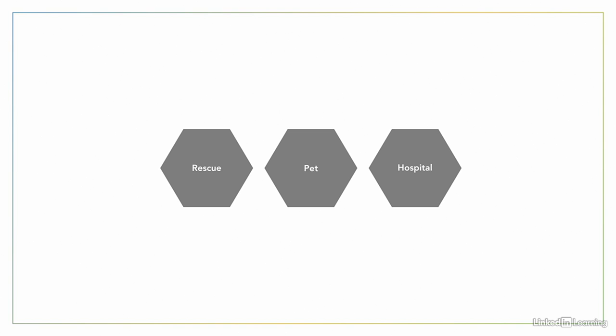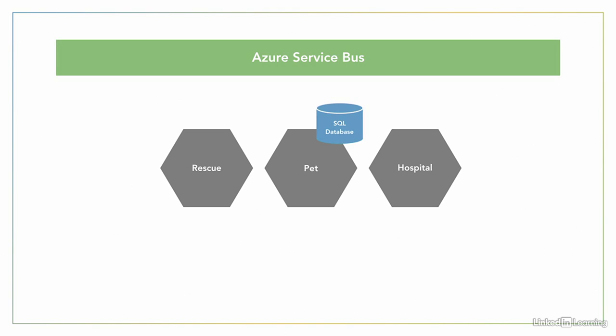In Chapter 1, we'll implement code to communicate between microservices in a loosely coupled fashion. For this, we'll use Azure Service Bus, topics, and subscriptions. The Pet microservice stores its data in a SQL Server database by using Entity Framework Core. It publishes some event messages to Azure Service Bus that are asynchronously brokered to the Rescue and Hospital microservices. Just like the Pet microservice, both Rescue and Hospital use a SQL Server database and Entity Framework Core to persist the incoming events data.